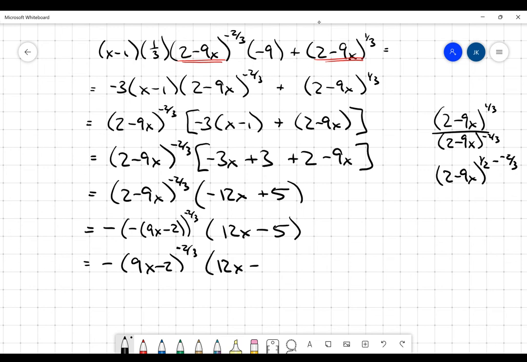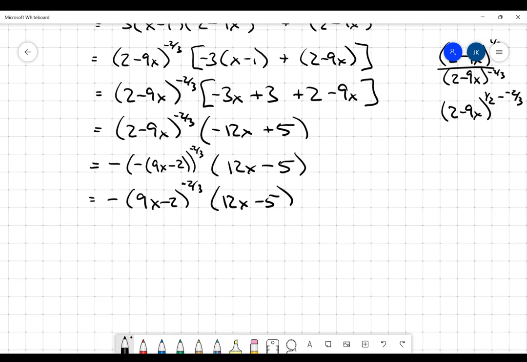And this is multiplied by 12x minus 5. And now you're just going to have to check with your teacher here to tell you how far to go with this. You may be expected to write these with positive exponents, which means I'm going to bring that 9x minus 2 to the 2/3 down to the denominator. And there you go.